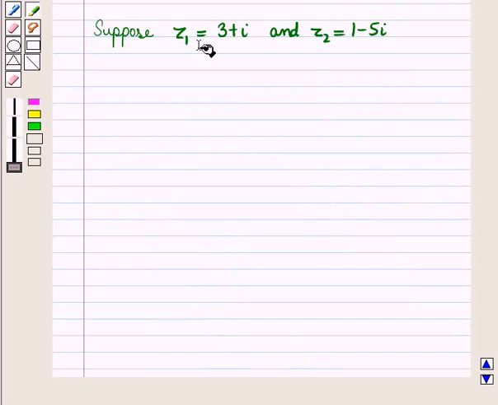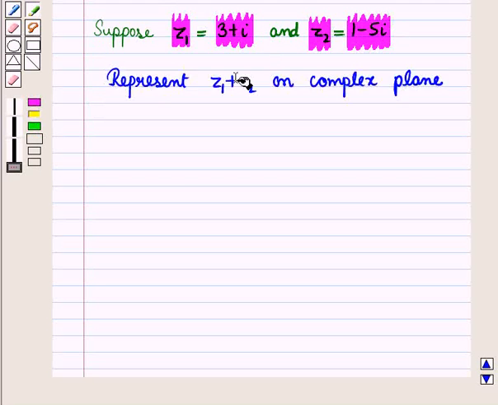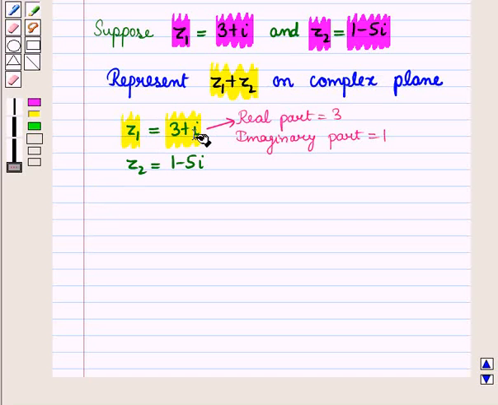Now suppose we have complex number z1 is equal to 3 plus iota and complex number z2 is equal to 1 minus 5 iota. Now we will represent the sum of these two complex numbers, that is z1 plus z2, on the complex plane. First of all, let us represent complex number z1, which is equal to 3 plus iota, on the complex plane. Now for this complex number, the real part is equal to 3 and the imaginary part is equal to 1.